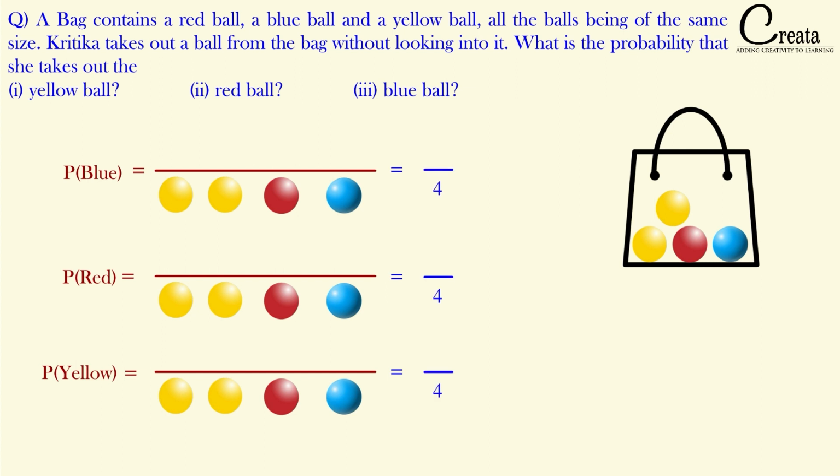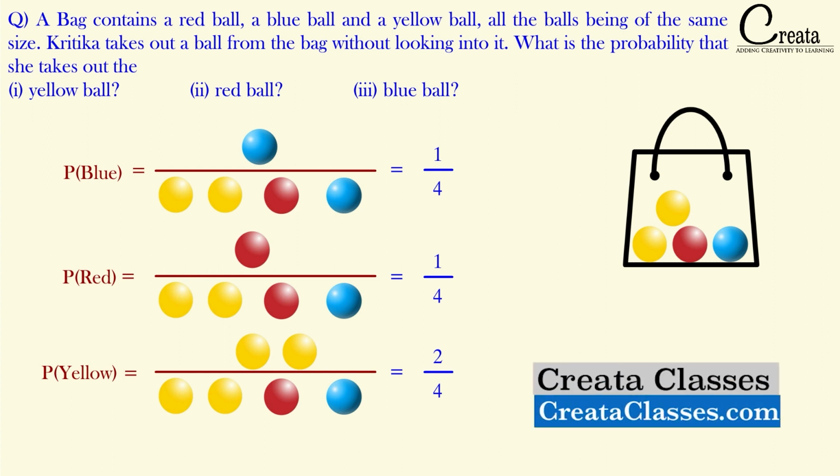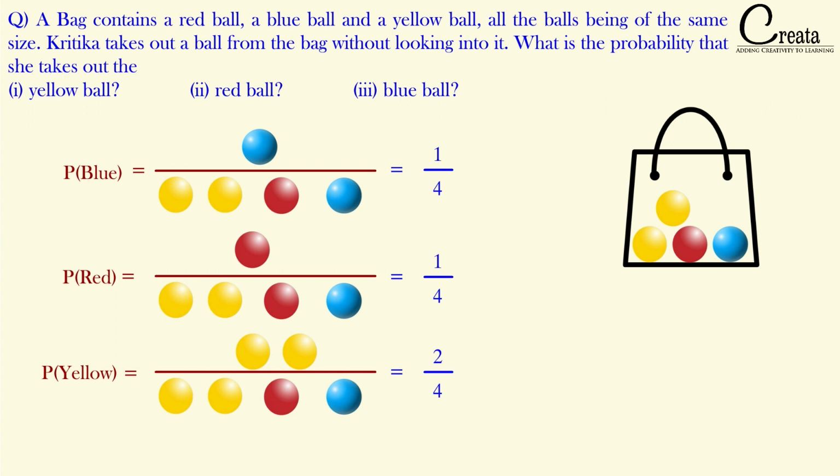For the blue, the numerator will have only 1 ball, that is only 1 favorable condition. For red, it will be 1 red ball. For yellow, it will be 2 yellow balls. Now we are having 2 yellow balls, so the favorable condition will be 2 yellow balls. So we got our answers as blue 1 by 4, red 1 by 4 and yellow 2 by 4, which is 1 by 2. Got it?